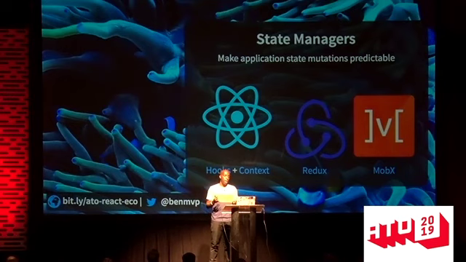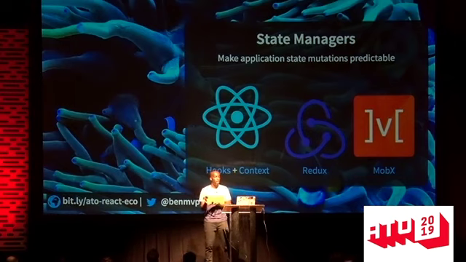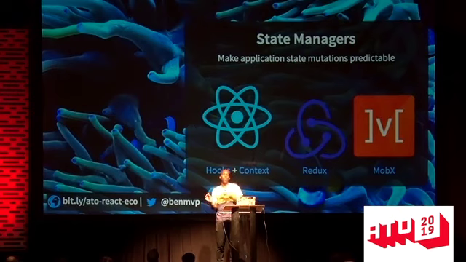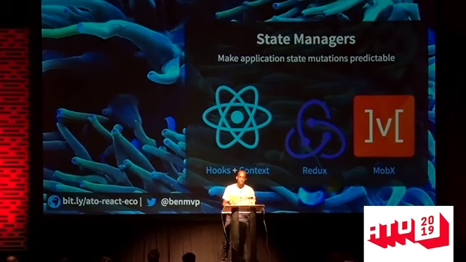MobX, on the other hand, instead of being immutable, uses observables that subscribe to mutations of the state. So you get to change the state with normal methods. Like if you do array.push, then it will listen to that happening, and then it will update the state that way. But really, it's quite possible that we won't need Redux or MobX. With the combination of React context plus hooks and useReducer, we won't even need to use those two.